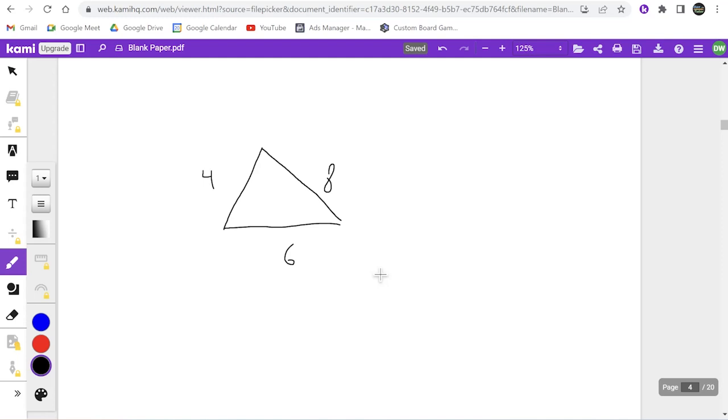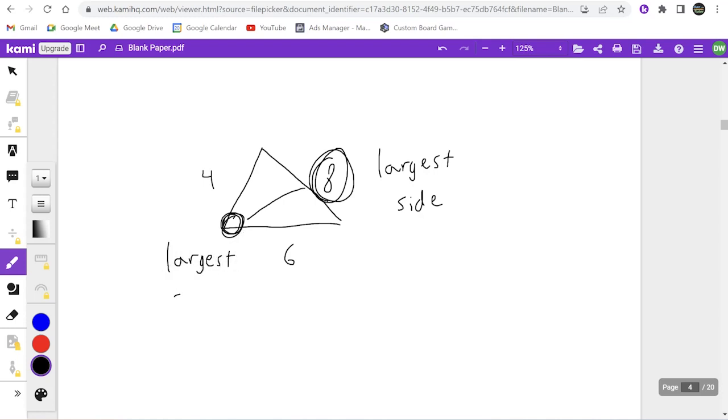Which angle is the biggest? As it turns out, the biggest angle is the angle across from the largest side. In other words, 8 is the largest side, which means the angle across from it, this guy right there, must be the largest angle. Similarly, if 4 is the smallest side, that means this angle here must be the smallest angle.